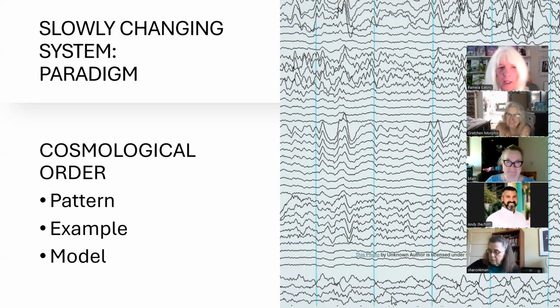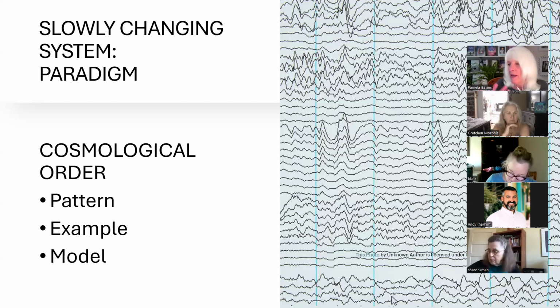All right, so cosmological order, it should be a pattern, an example, or a model. Everything's in order, but you never know when a cat is going to walk in the door, and they don't pay attention. Cats do not pay attention to what's going on. If they want to come in, they're going to come in. Okay, so perfectly right on cue.